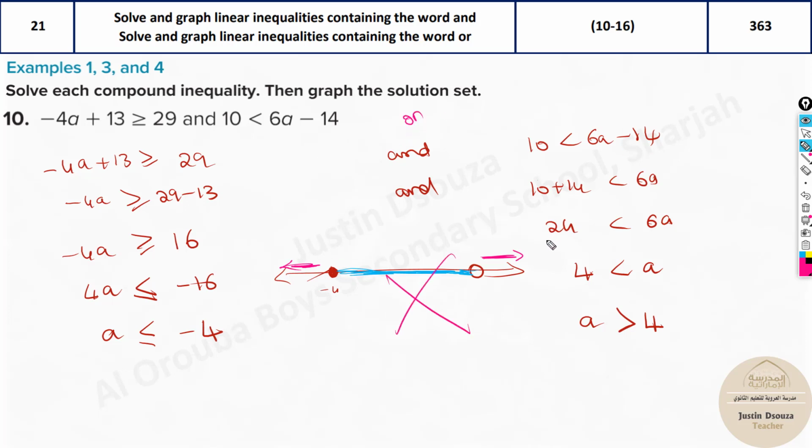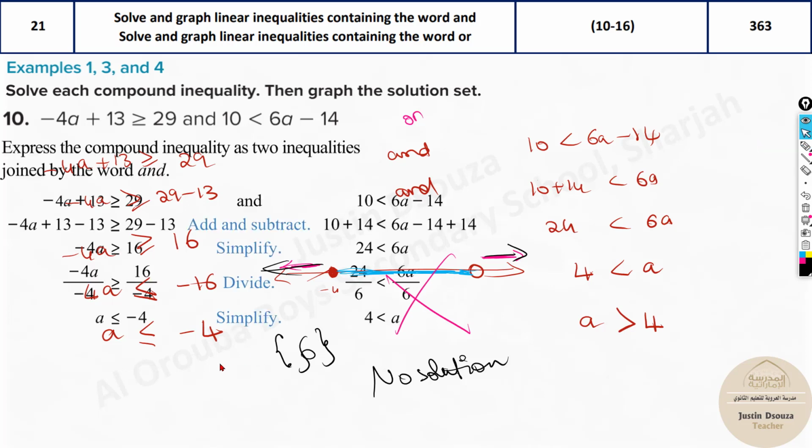We cannot have this. There is no solution for this case. Why? Because there is nothing overlapping. All this is the solution and all this is the solution, so there is no overlapping. So it's basically a null set. There is no solution. Let's just check the answer. The solution set is null.